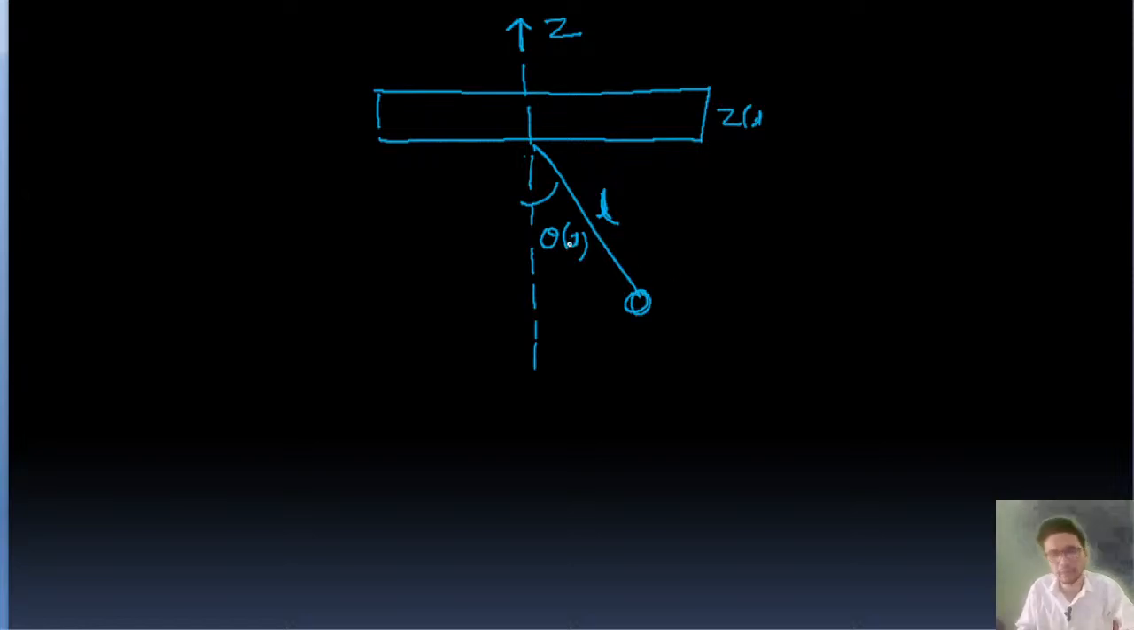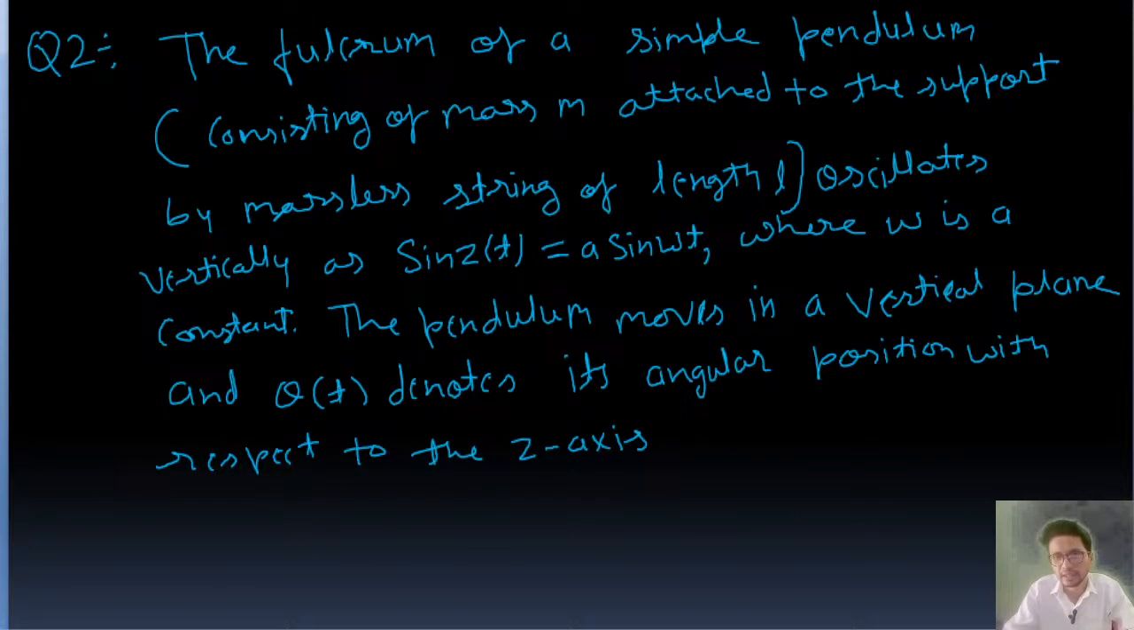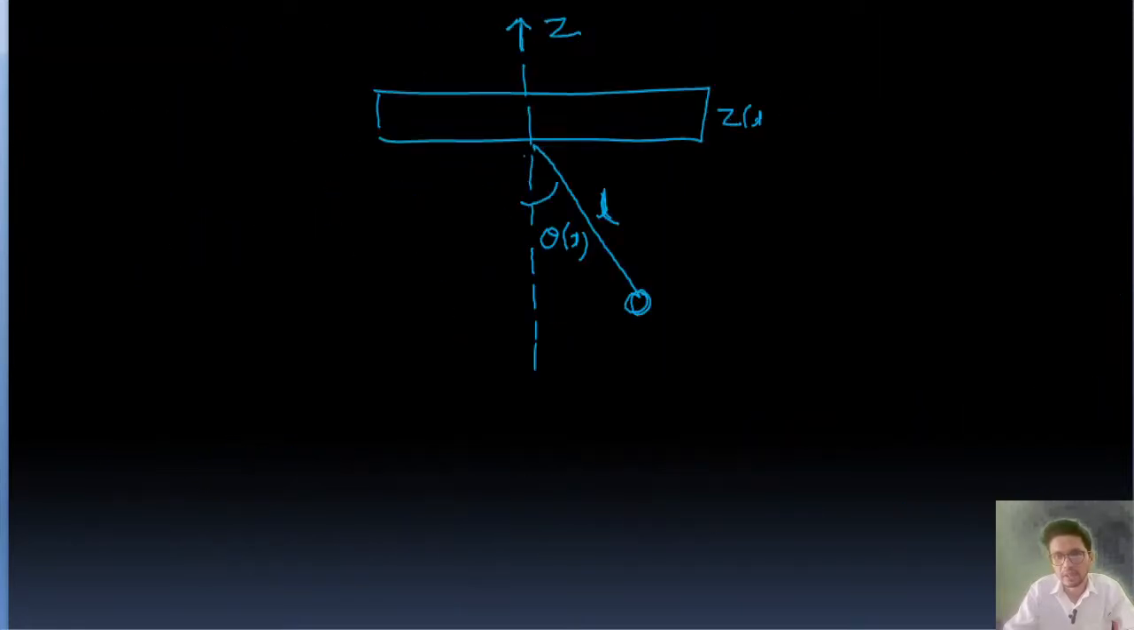We are given the equation of motion of this bob, this mass, and we have to find the value of F(t). So what we are going to do is first get the Lagrangian for this system, then get the equation of motion for this mass, compare it with the equation given in the question, and then find F(t).